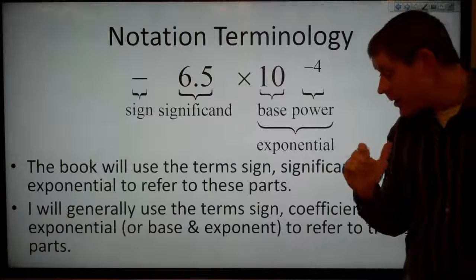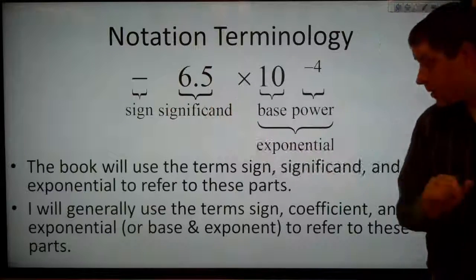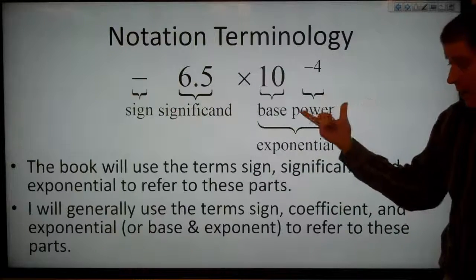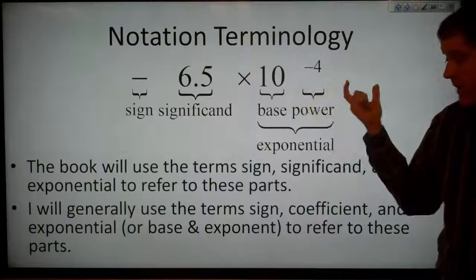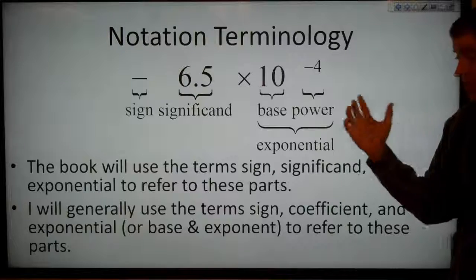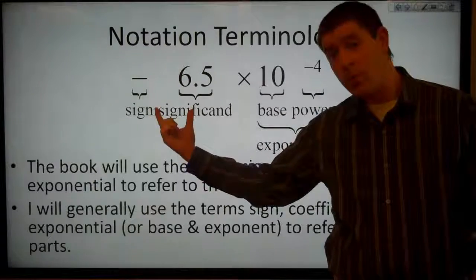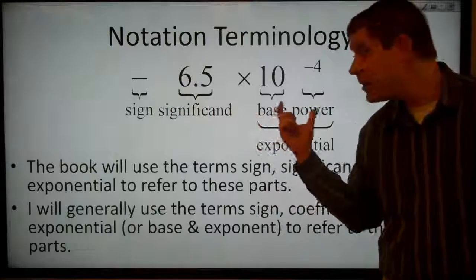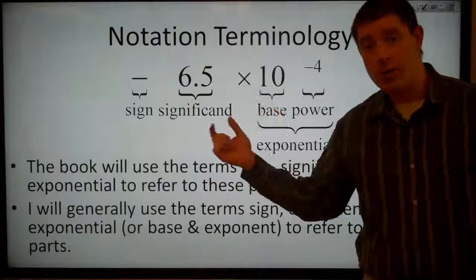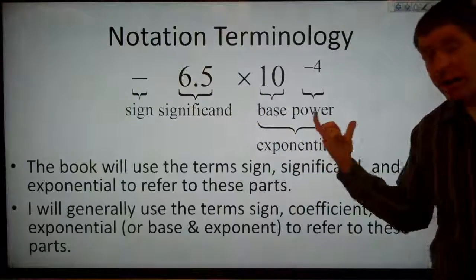I will generally use the terms sign, coefficient, instead of significand, and exponential, or base and exponent, sometimes base and power, to refer to these parts. So it's up to you to remember what exactly I mean when I say sign, or significand, or coefficient. I'm going to use coefficient most of the time, or exponential.